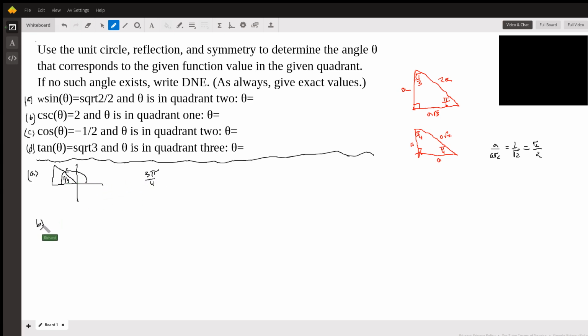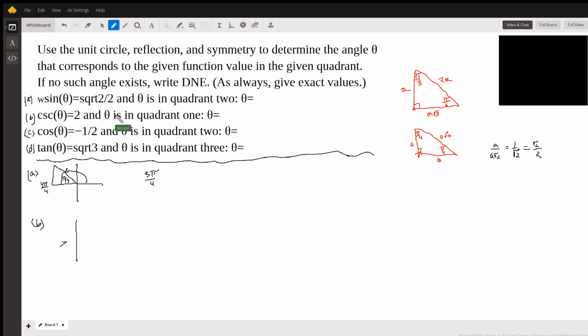Part B, remember this is 4 pi over 4. A good way to think about this is you go 1/2 rotation across to 4 pi over 4, and then come back up 1 pi over 4. That gives you 3 pi over 4.